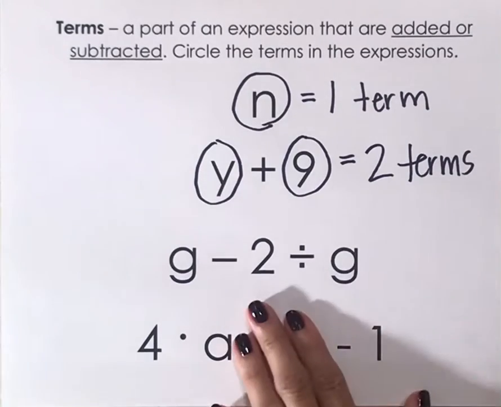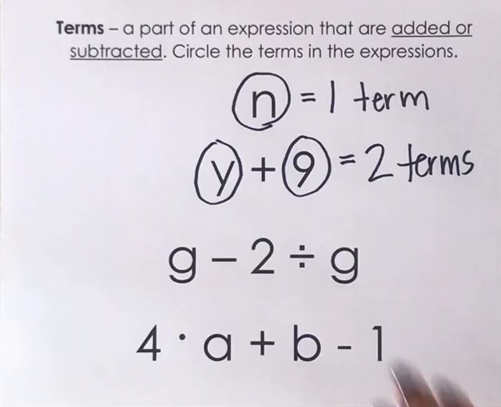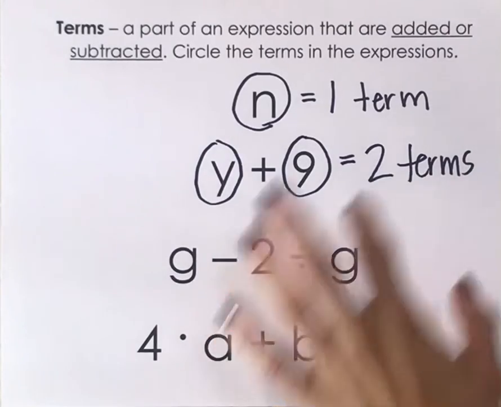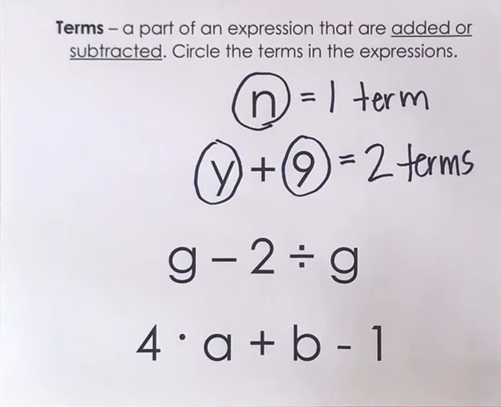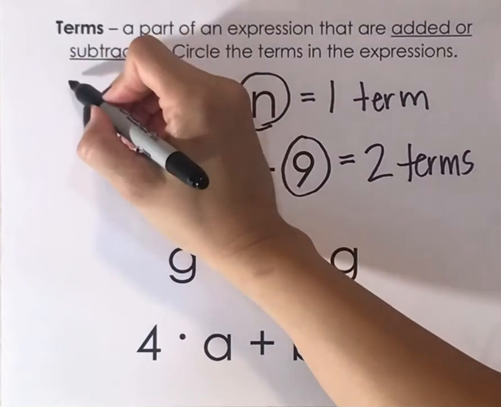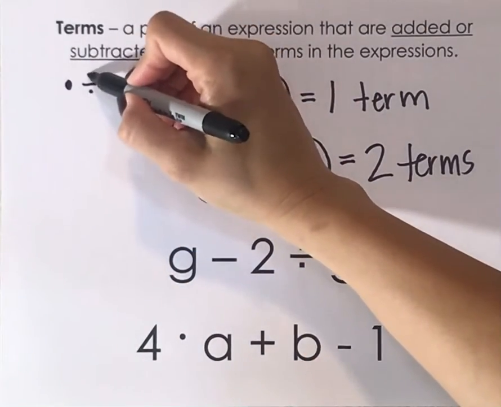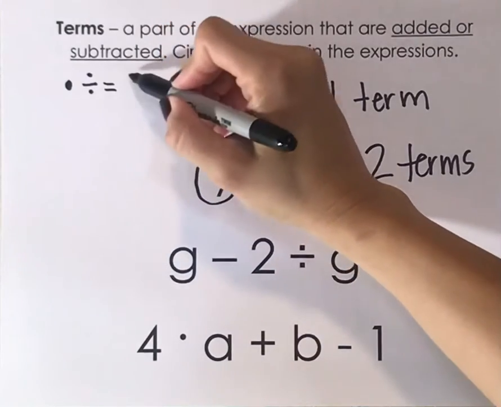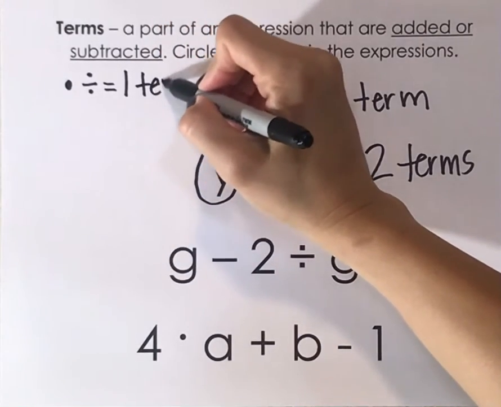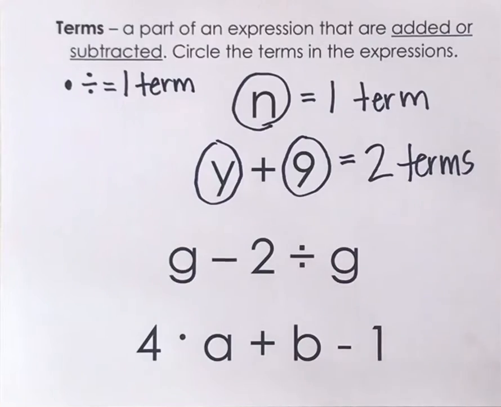Next, let's look at this problem, okay? Now this problem has division. So part of this rule is also that multiplying and dividing are always going to be equal to one term. No matter how much multiplying or dividing you have, it's always considered one term.